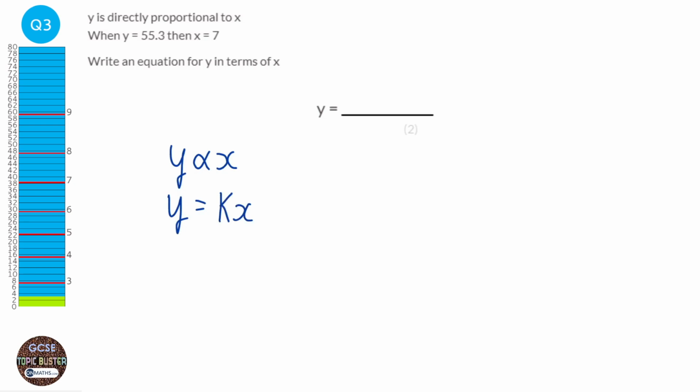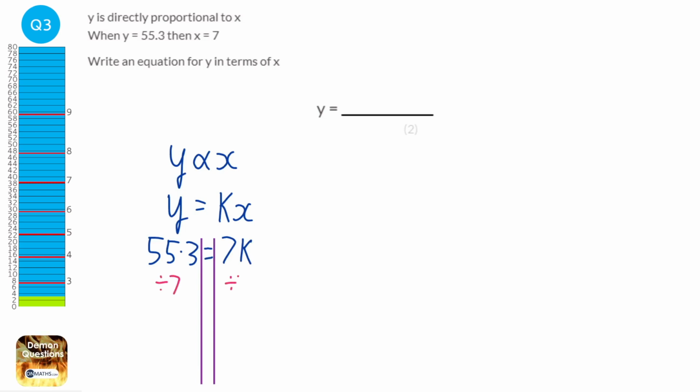Now, to find out what that something is, to find out what that constant is, what we're going to do is feed in the value of y and the value of x that we have. So we're going to feed those in. So y is 55.3 and x is 7, so it would be 7k. And we're just going to put our lines in and solve this. So it's going to be divide by 7 both sides. And 55.3 divided by 7 is 7.9. And that's what k is.